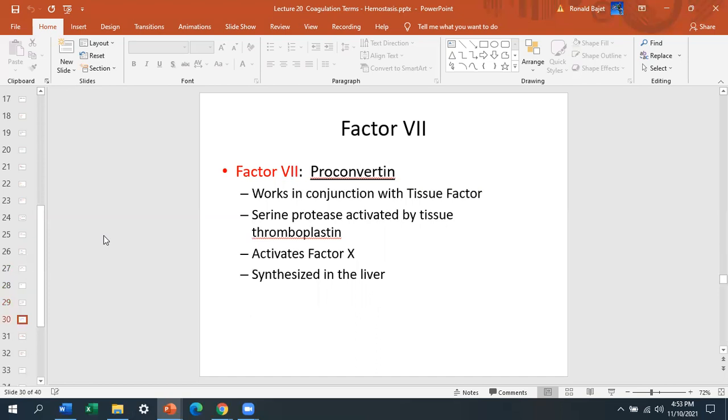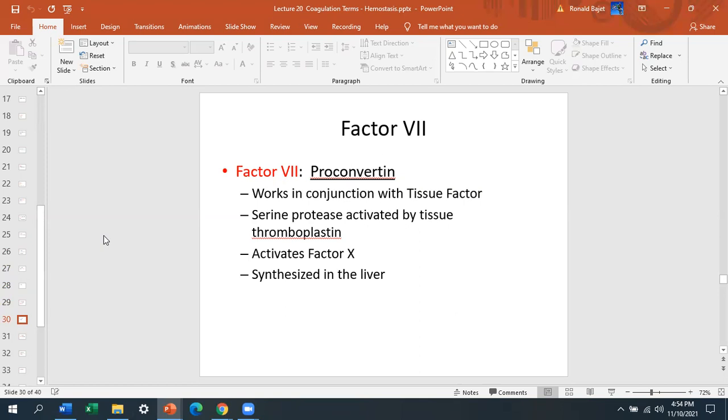Factor 7 is, remember, the extrinsic system, also known as proconvertin. Make sure you know the alternate name. It works in conjunction with tissue factor, and it activates factor 10, okay, on the intrinsic pathway. And it's also made in the liver.